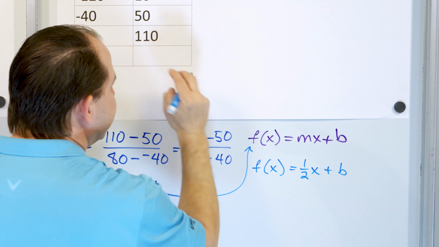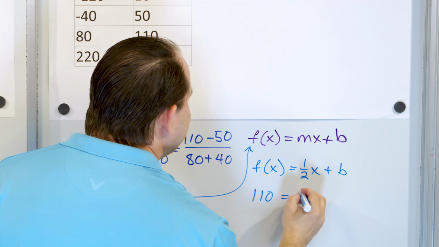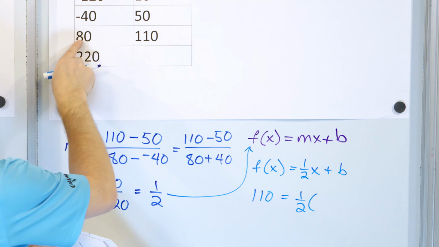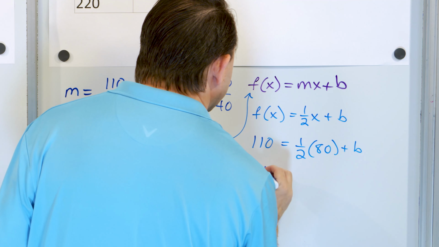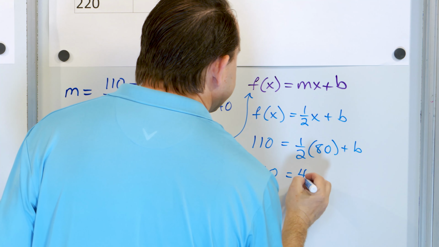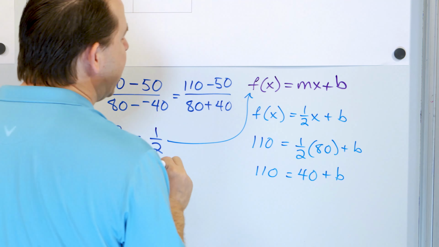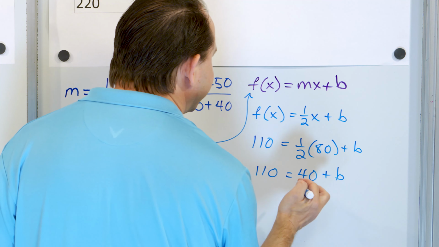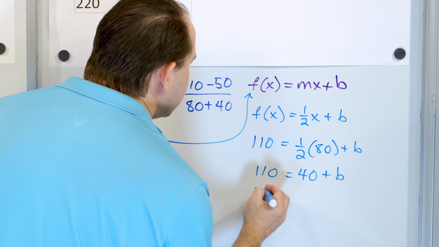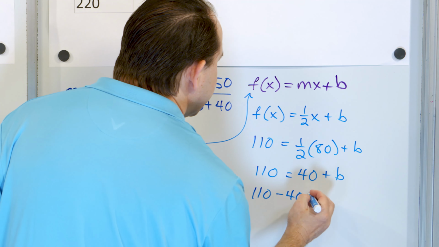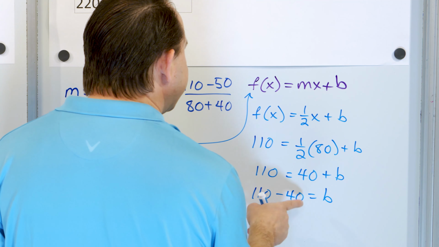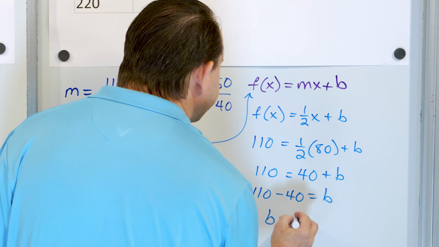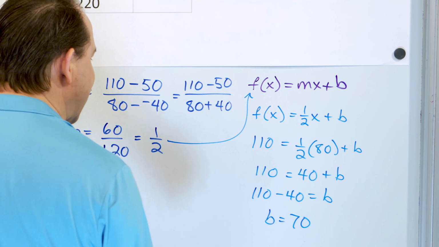The output is 110 when the input, x, is what? 80, plus b. So what is 1/2 of 80? It's 40. And how do I finish the rest of the problem? I need to subtract 40 from both sides to solve for this guy. So 110 minus 40 is equal to b. Subtract 40 from both sides. So I have 100, and then 30 more means 70, so b is going to be equal to 70. And that's going to be the y-intercept.